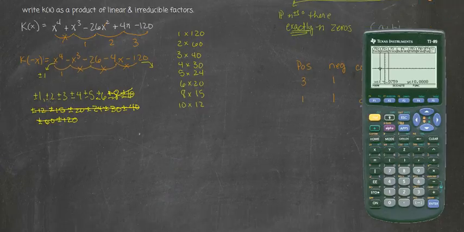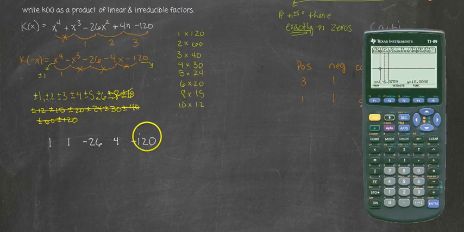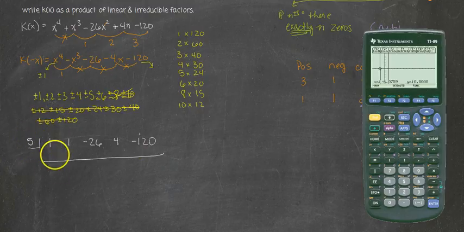And so now let's do a little synthetic division with what I discovered. My coefficients are 1, 1, negative 26, positive 4, and negative 120. And I'm going to use 5. Bring down the 1. 5 times 1 is 5. Add 1 is 6. 5 times 6 is 30. Add negative 26 is a positive 4.